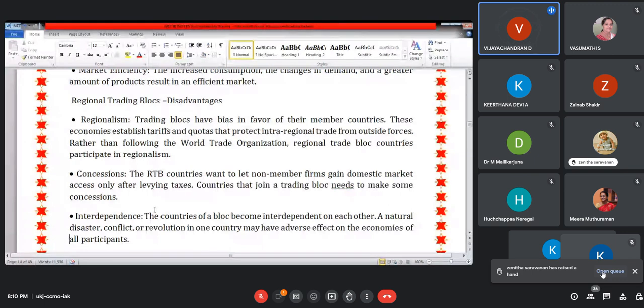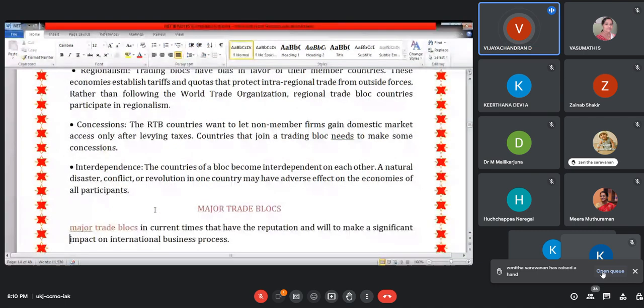Also, concessions. A regional trading bloc will want to charge non-members more tax, more tariff, so difficulties will be there, and interdependence. You will depend only on the group of countries in that block, so the dependency will be more.